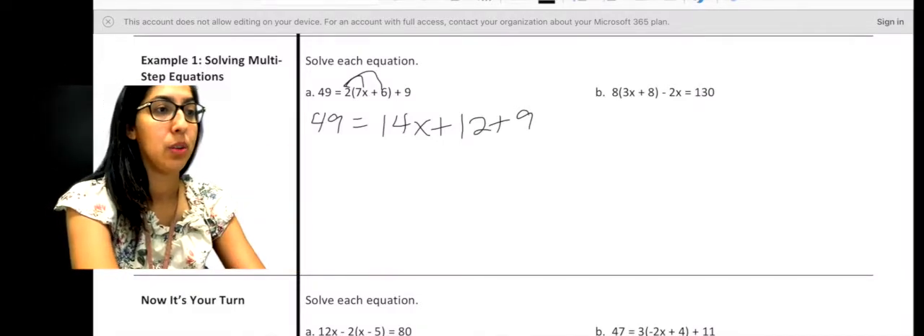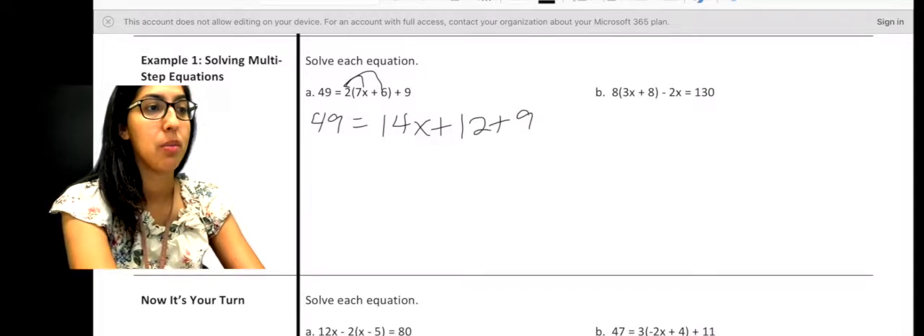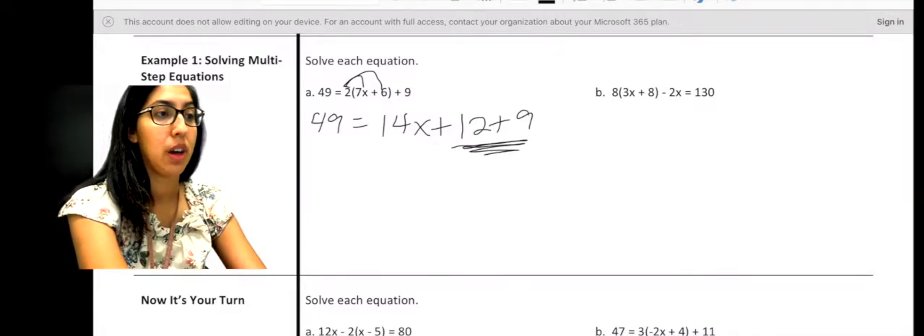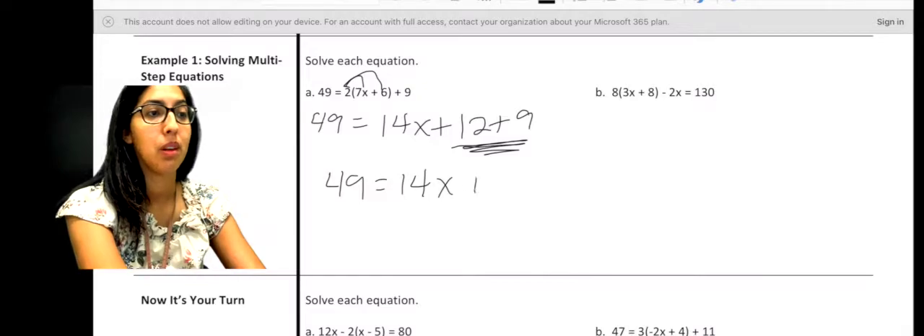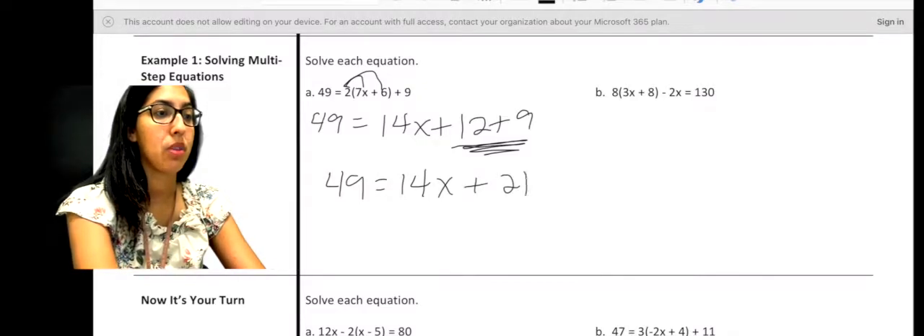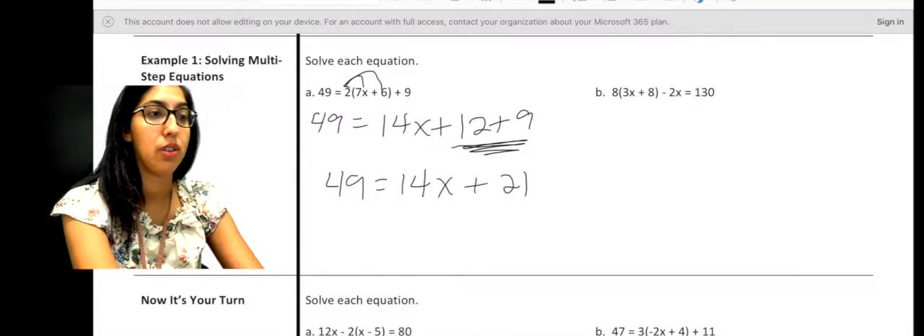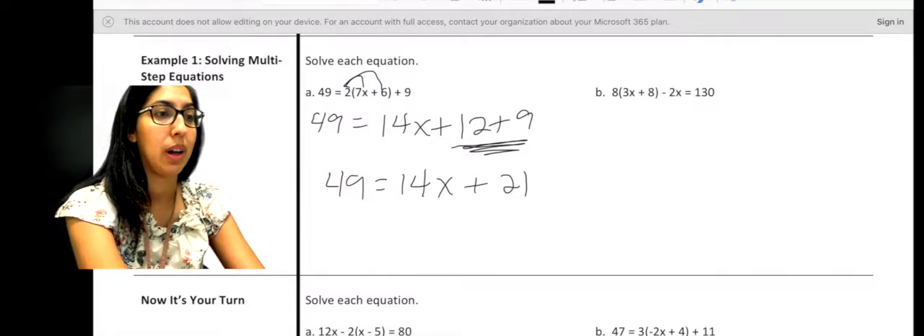Okay, so we don't have any like terms with this 49, but on the other side, 14x plus 12 plus 9, 12 and 9 are like terms because neither have variables, they're constants. So we're gonna go ahead and 49 equals 14x plus 21. Okay, so now we are left with a 2-step equation. So we want to isolate x.